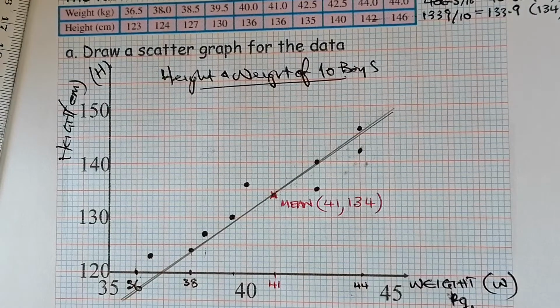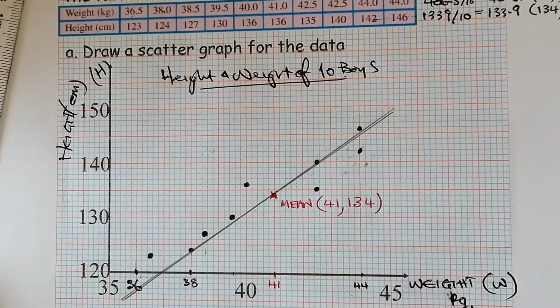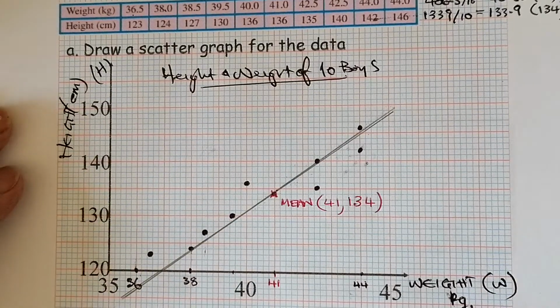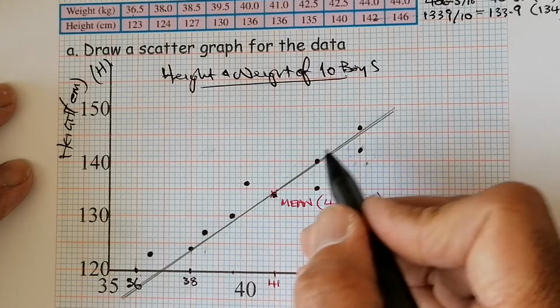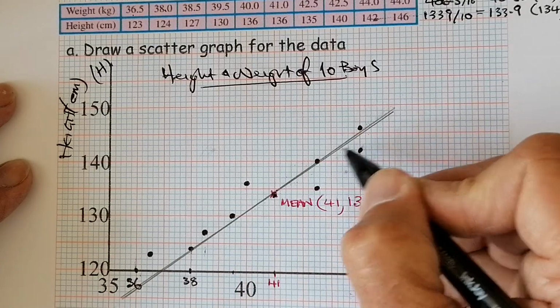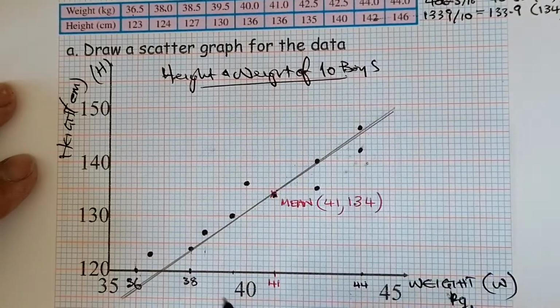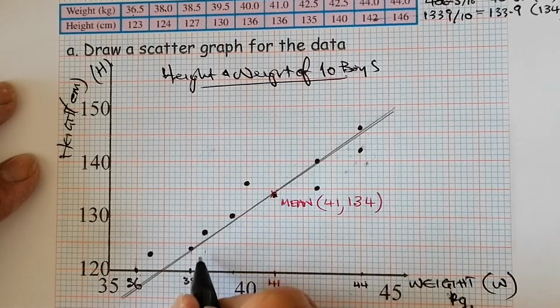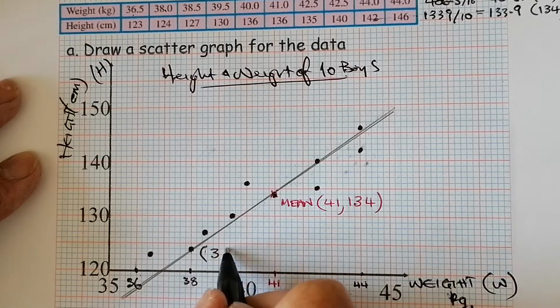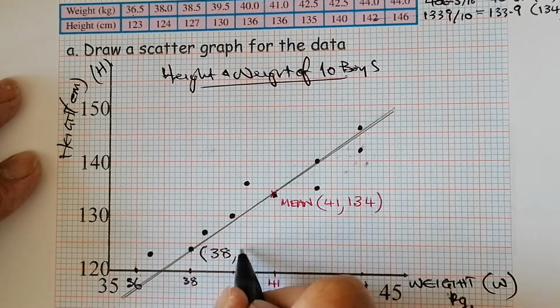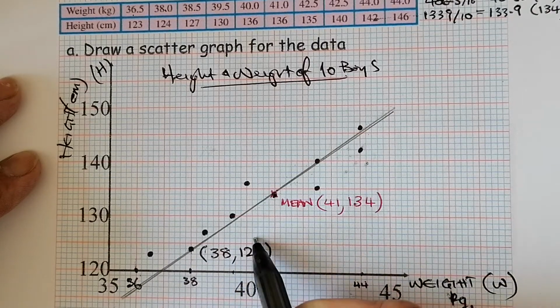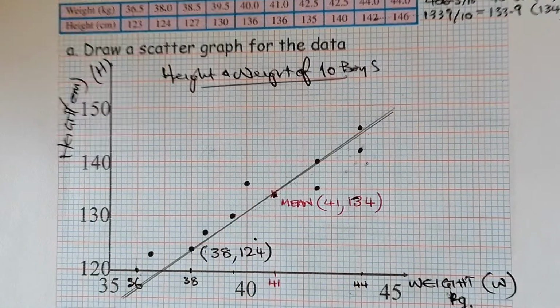Right, what I'm then going to do is work out the equation of this line. I'm going to take 2 points. I could take the mean point, which is quite a good one to take, and any other point that's on the line. It doesn't have to be an actual point that you plotted from the table, it just needs to be on the line. I'm just going to use that one there. So that's going to be the point 38, 124. Those are the 2 points I'm going to use to work out my gradient.